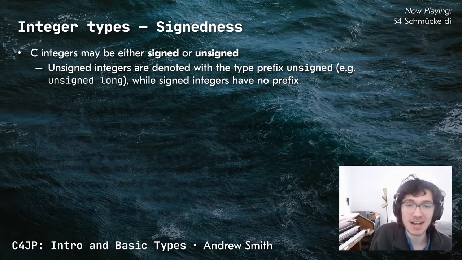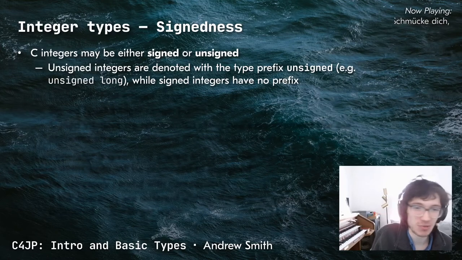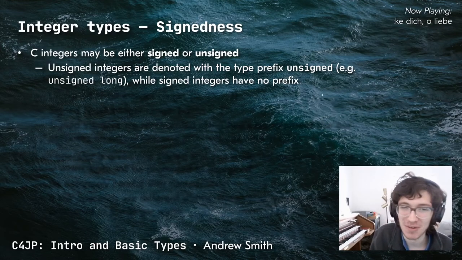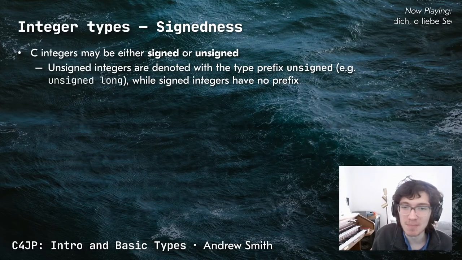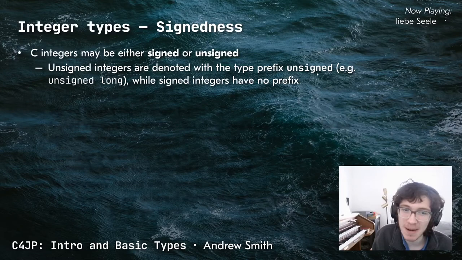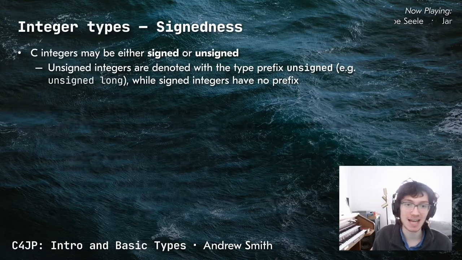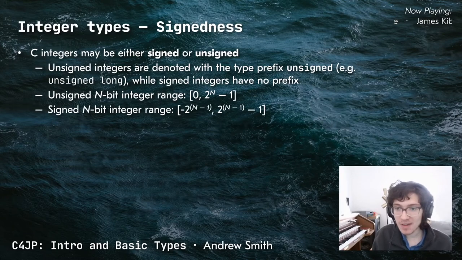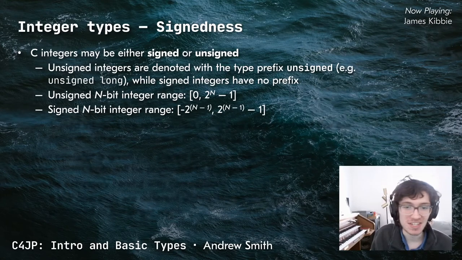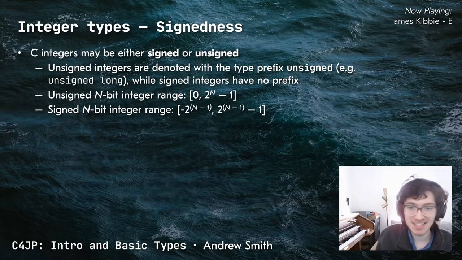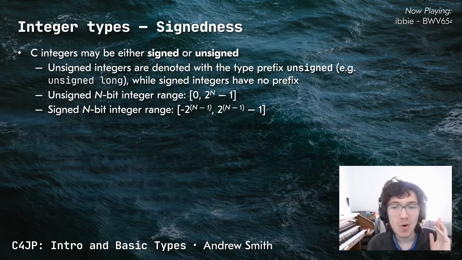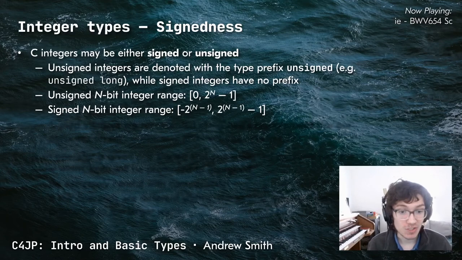And I say here signed integers have no prefix. That's not true. You can actually write signed, but I've never seen anyone do it. It's usually signed by default. There may be some strange embedded systems that use unsigned by default, but I've never personally had to work with one, thankfully. And now we've got some things about the ranges of these integers, which is something that is very, very useful to know because it determines which types we use.